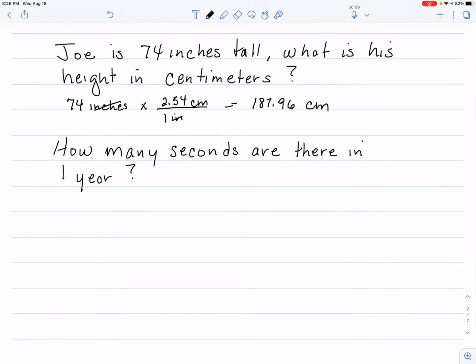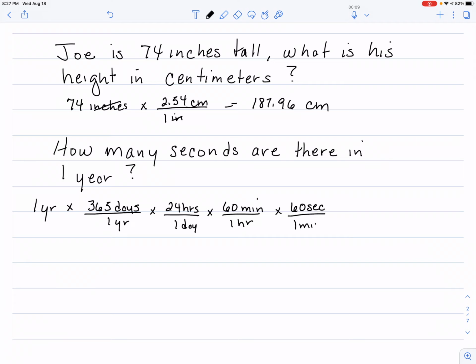And then our last practice conversion we want to do, how many seconds are there in a year? So we start off with our year, and we have to convert it to seconds. So we know we have 365 days in 1 year. We know that we have 24 hours in 1 day. We know we have 60 minutes in 1 hour, and we know we have 60 seconds in 1 minute.